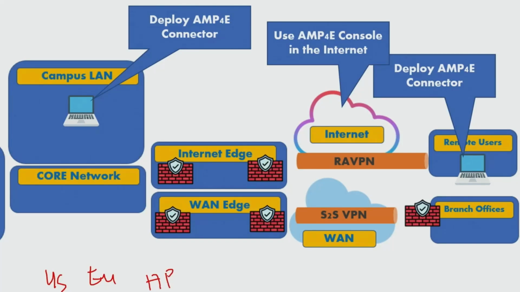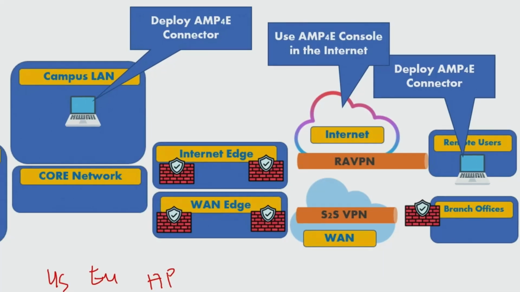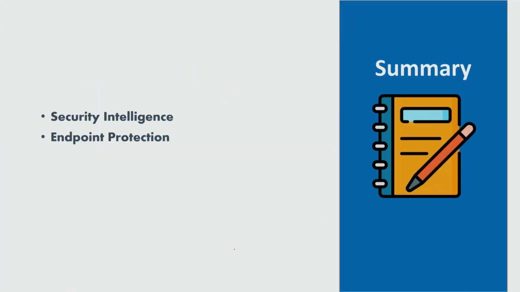There is a public cloud option as well as a private cloud option. The intelligence will always come from the AMP cloud, regardless of which option you choose. So that's the end of the lesson. Here we covered security intelligence and endpoint protection using AMP. Thank you very much for watching the video.